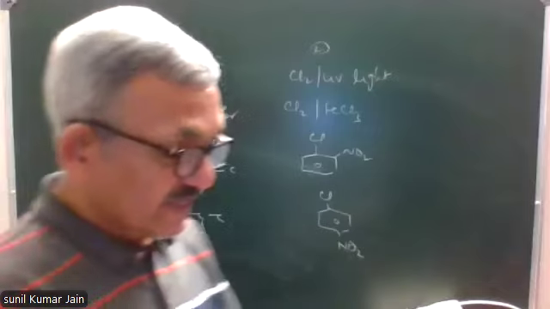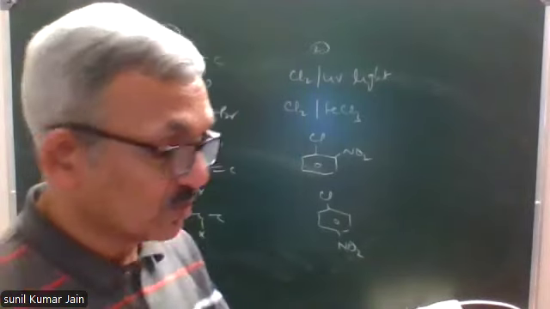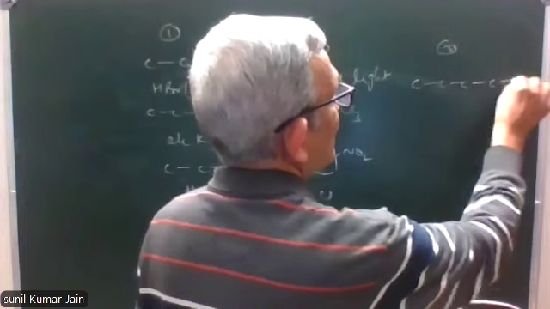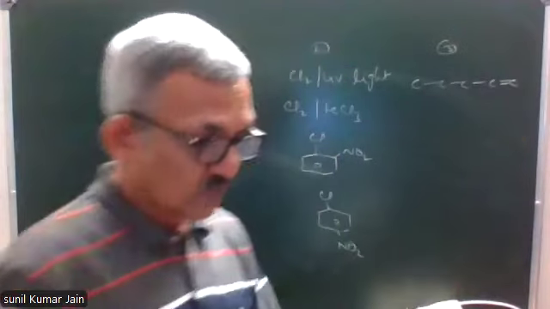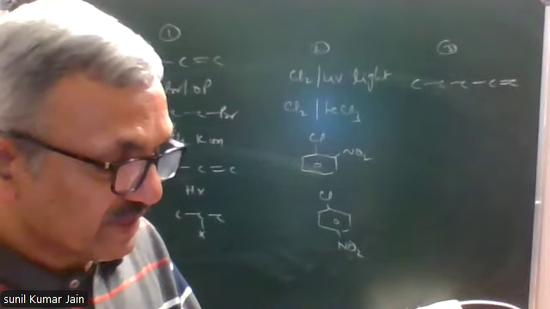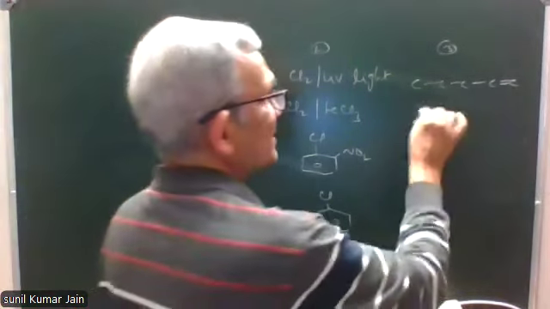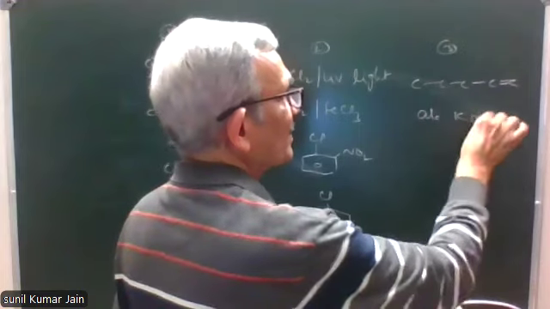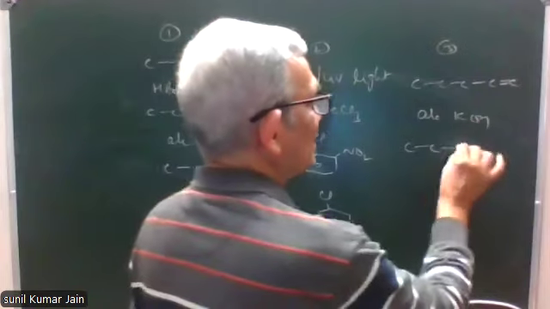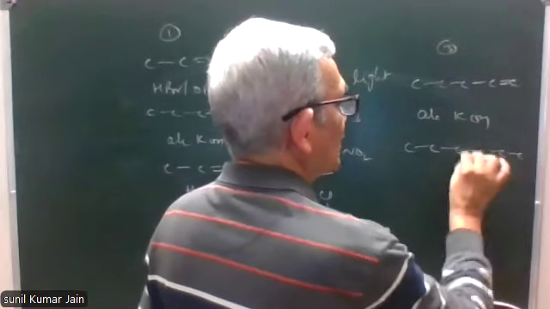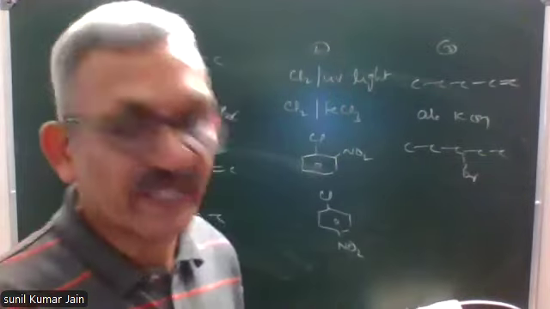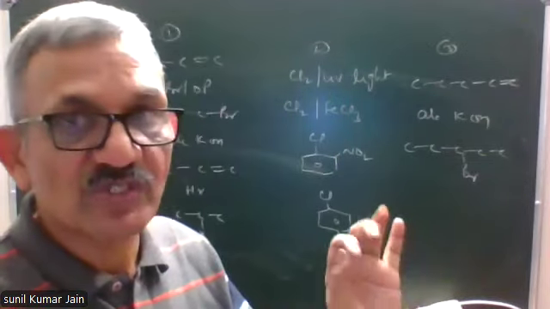Third sequence. A plus HBr gives 2-bromopentane. A is pent-1-ene. This is according to Markovnikov's rule. B gives 2-pentene. B is alcoholic KOH. 2-pentene with HBr gives 3-bromopentane. And the last reaction is Wurtz reaction.